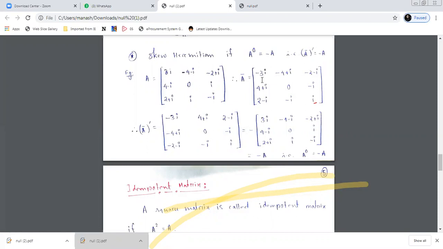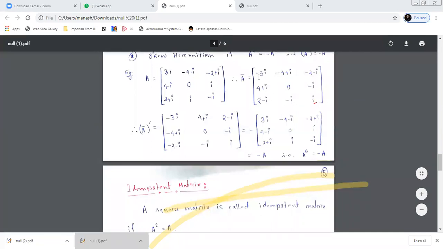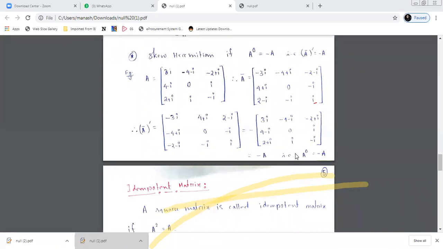Now you have to transpose this matrix. You have to transpose this A bar. Okay, then first row becomes first column. First row is what? Minus 3i, minus 4 plus i, minus 2 minus i. So it will become first column. Second row becomes second column. Third row becomes third column. Okay. Now from here, if you take a common minus sign, then the matrix you got is equal to the given matrix A. That means from here what you got? A theta equal to minus A. So this type of matrix is called what? Skew Hermitian matrix. Is it clear?